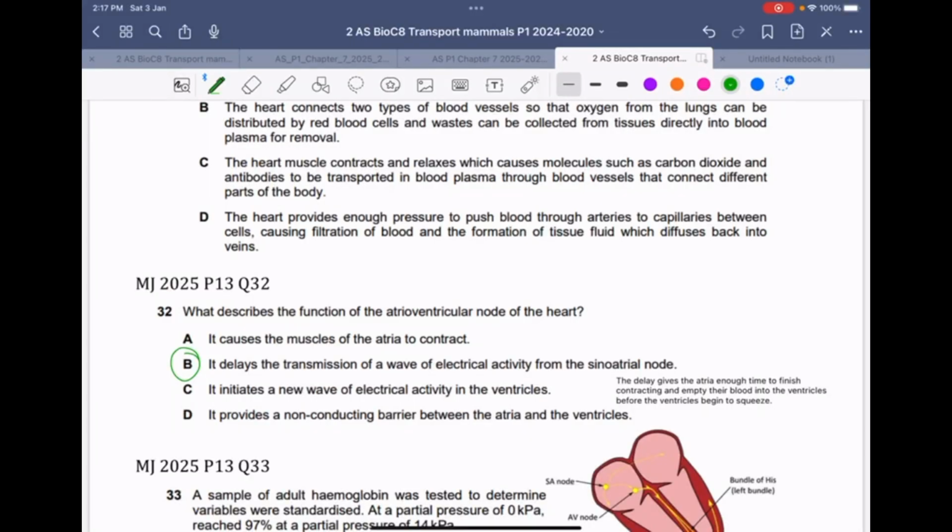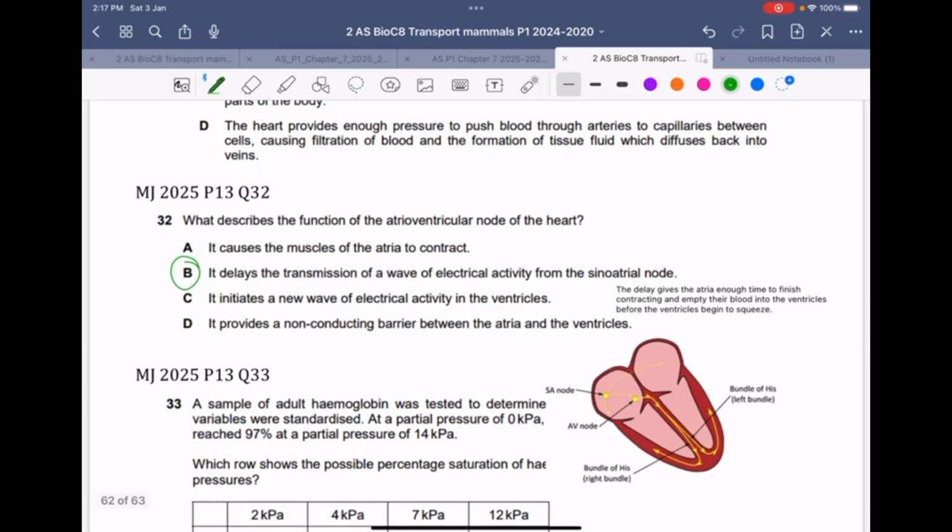Answer is B. So we have about 3 types of the nodes. First is the SA node, sino-atria node. So just remember that sino-atria node is the pacemaker. Why? Because it initiates the electrical impulse. So the impulse will be transmitted from the SA node to the AV node.